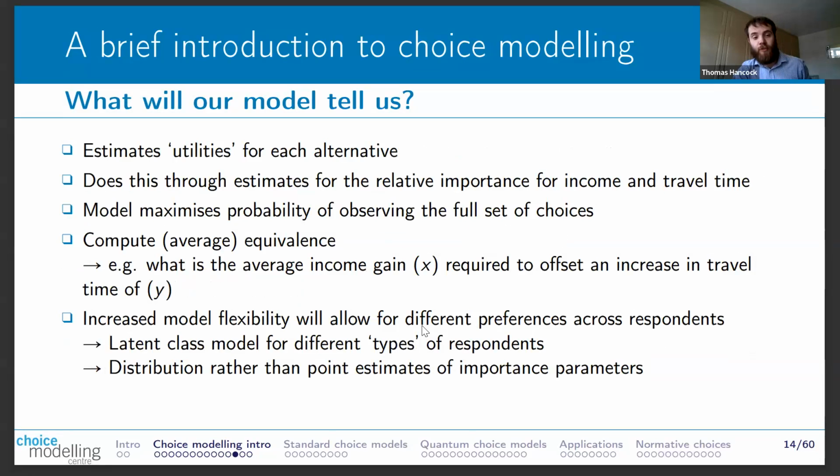So what will our model tell us? Well, our model will estimate utilities for each alternative, and this happens through defining a relative importance for the different attributes within the data. So there'll be a relative importance for the income and the travel time, and the model will maximize the probability of observing this full set of choices. So you might have 100 different participants, each making 10 choices, 1,000 different choices in total. And you're going to have some probability of each choice in each choice context. You will estimate a model with the different relative importances of different factors and try to maximize that probability of observing all the choices in the data set.